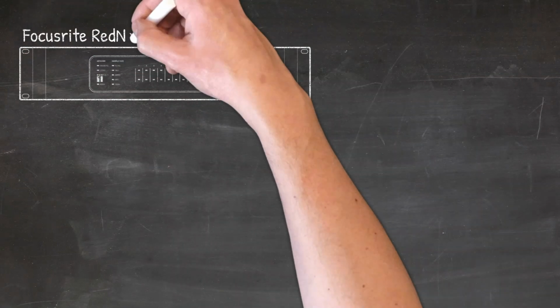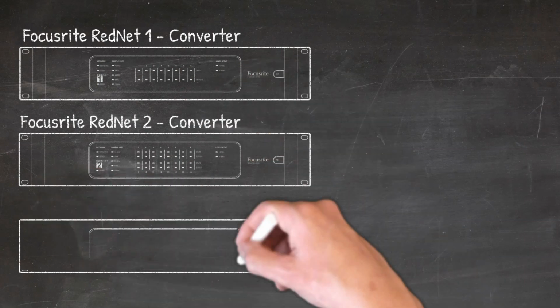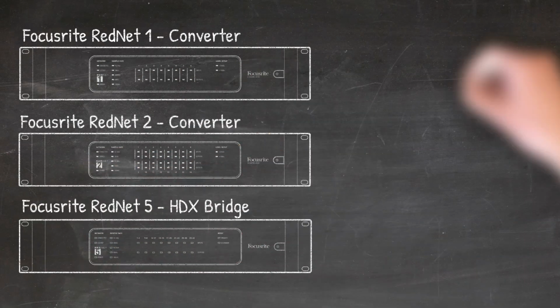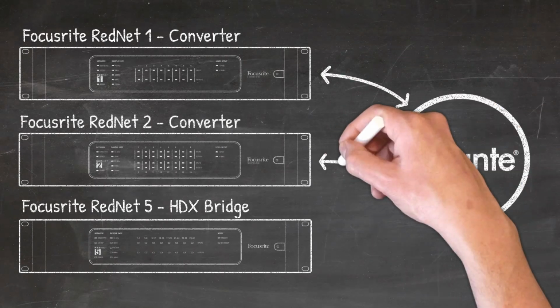Our studios use the Focusrite RedNet 1 and RedNet 2 analog to digital and digital to analog converters and the Focusrite RedNet 5 HDX bridge. These devices communicate via a Dante network and as such are known as Dante-enabled devices.